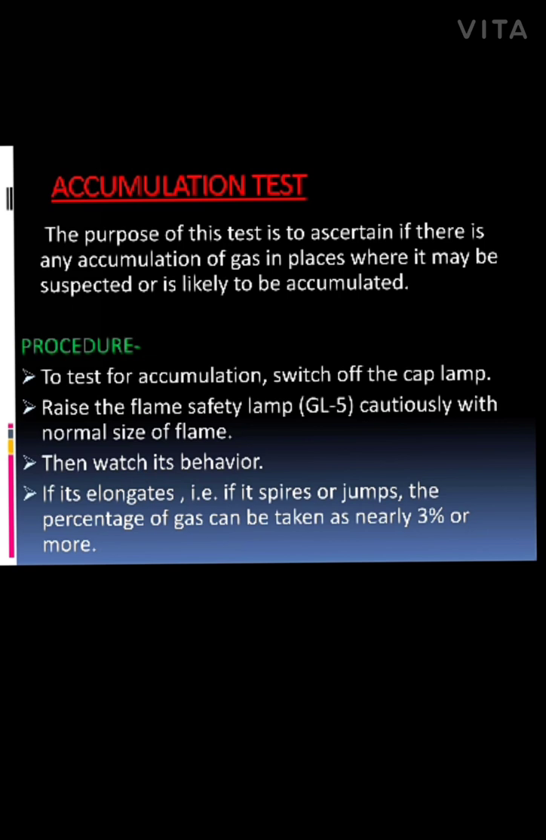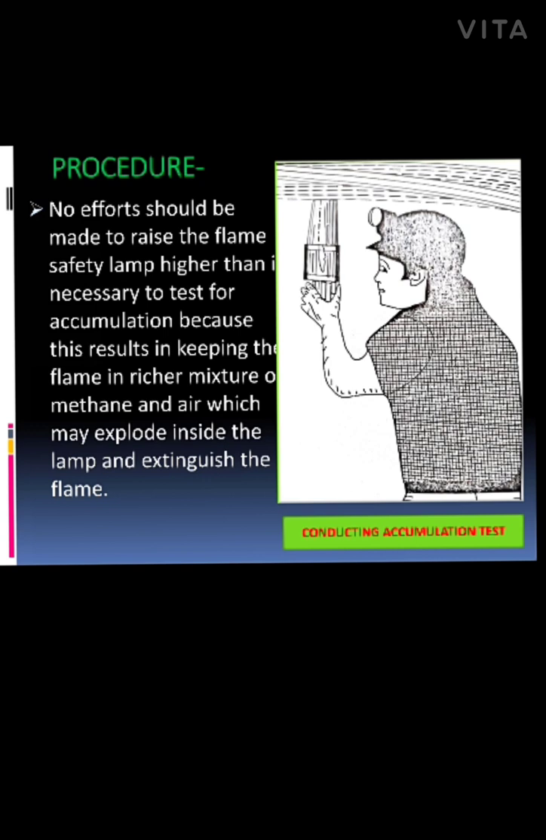Procedure. To test for accumulation, we have to switch off our cap lamp. Then we have to raise the flame safety lamp cautiously with normal size of flame. Then we need to watch its behavior. If it elongates, that is, if it spires or jumps, the percentage of gas can be taken as nearly 3% or more. In the right hand side, the figure is given conducting the accumulation test.